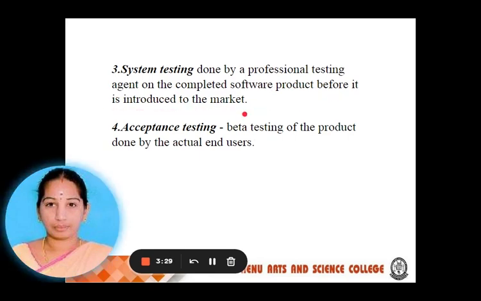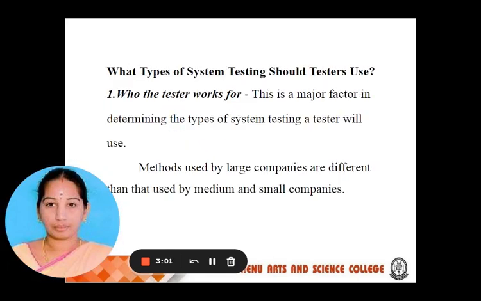So system testing mainly evaluates the compliance of the system of a product. That is what we call system testing. And then the last one is acceptance testing. It is the last phase of system testing to be performed, and it is done by the end user. The end user is nothing but the customer. This acceptance testing is done by the end user or a customer.